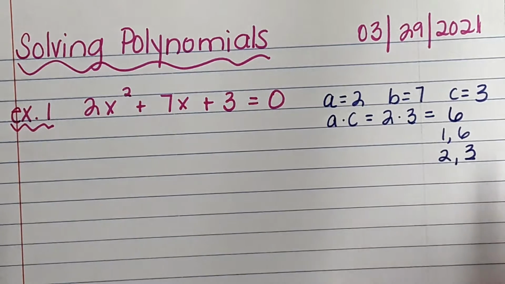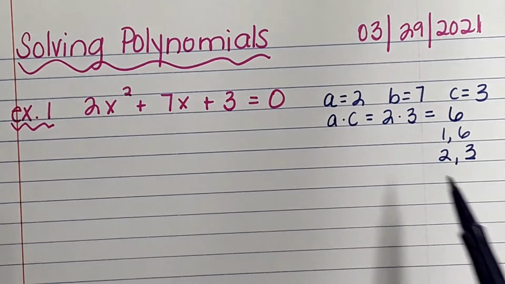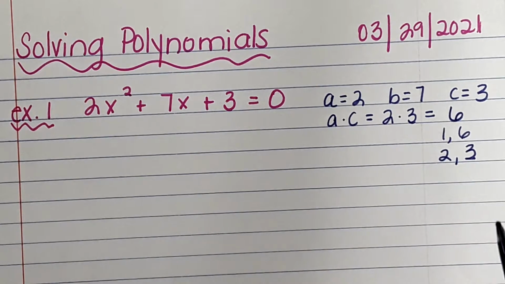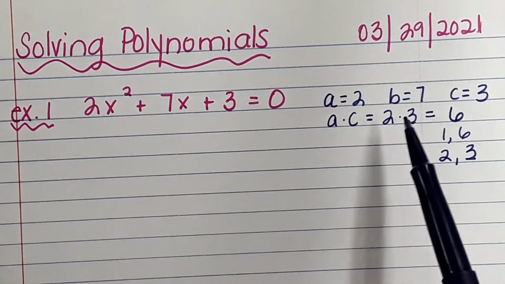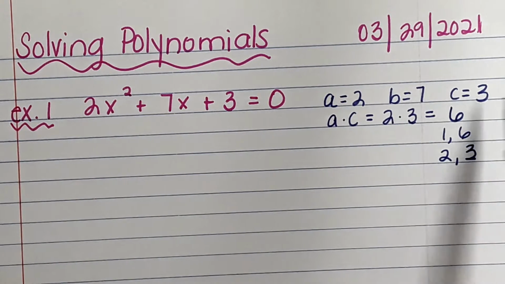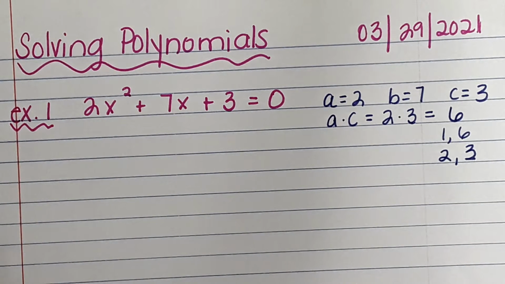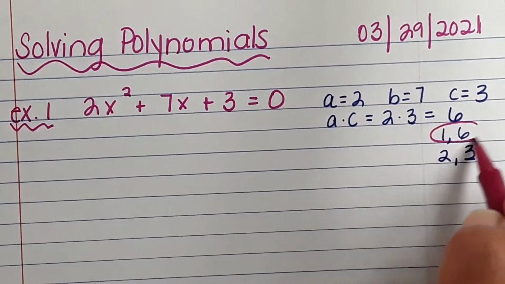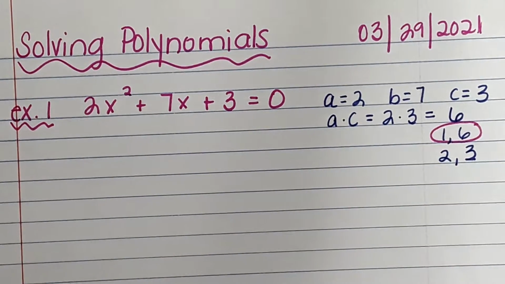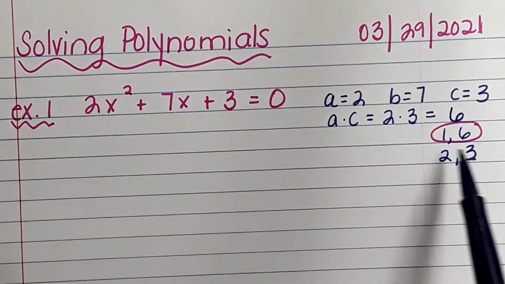Okay. Now, I want to know which ones add up to which letter. Do I want them to add up to A? Do I want them to add up to B? Or do I want them to add up to C? Add up to B. So which pair adds up to B? 1 and 6.